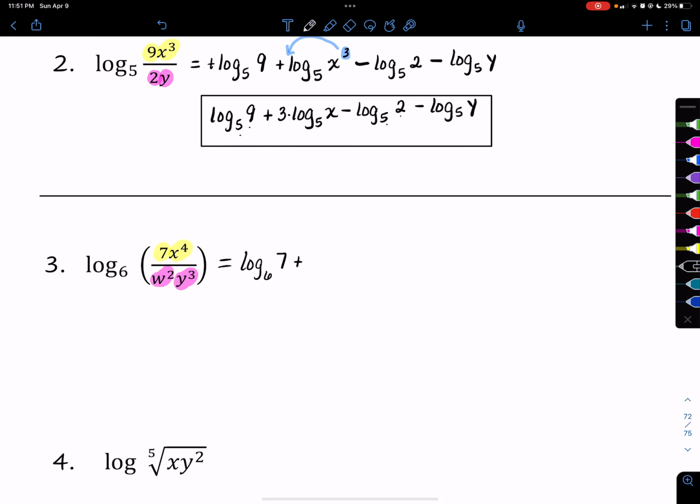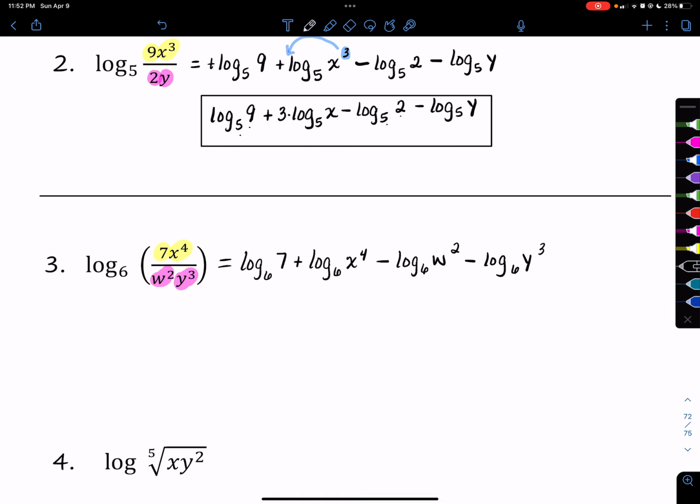and plus log base 6 of x to the fourth. And then now we're going into the denominator, so it's not going to be positive anymore. It's going to be minus log base 6 of w squared, minus log base 6 of y to the third.